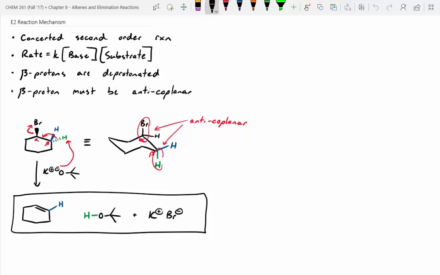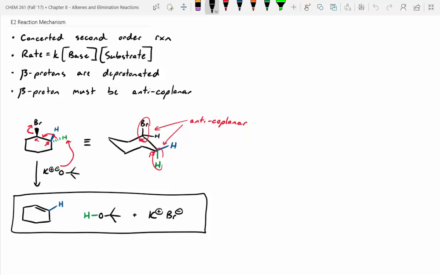All right, so yesterday we finished up talking a little bit about the E2 mechanism, and we said it's tricky. It's a concerted second-order reaction where the rate is dependent on both the concentration of your base and your substrate. We said anytime you do E2 chemistry, you have to identify beta protons, and in addition to that, we said beta protons must be anticoplanar, meaning they must be lined up.